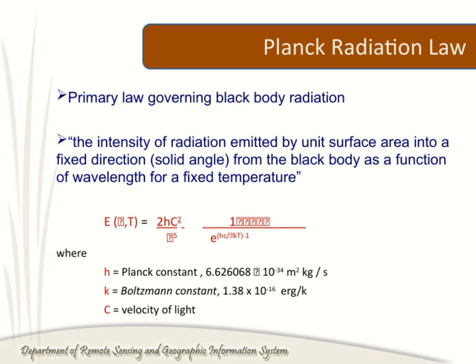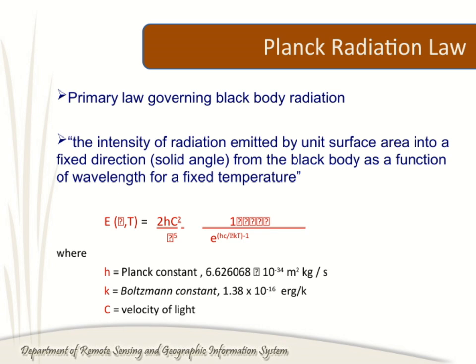These constants are fundamental in physics and help define the behavior of black body radiation. The equation has two main parts: the numerator, 2hc² divided by λ⁵, which sets the scale of the emission, and the exponential term, e^(hc/λkT) minus 1, which accounts for the distribution of energy across different wavelengths at a given temperature. It's crucial to understand that this law is the primary governing principle for black body radiation.